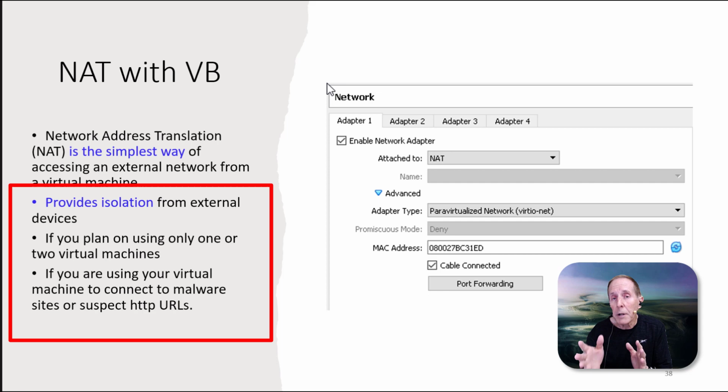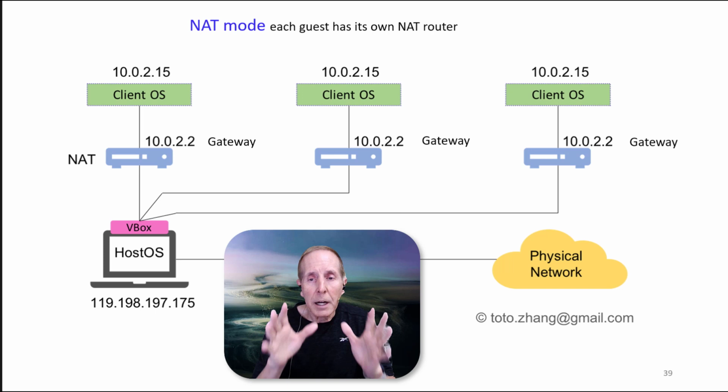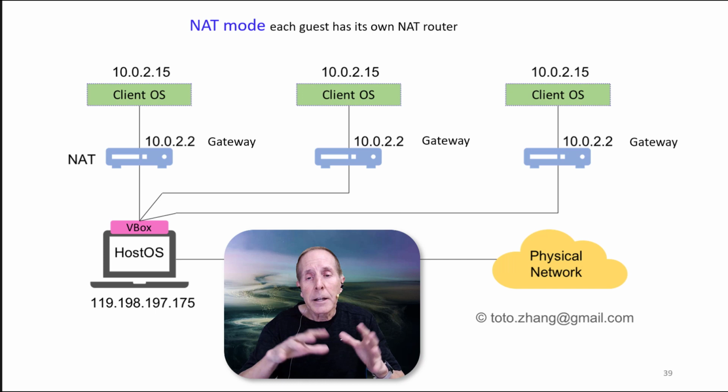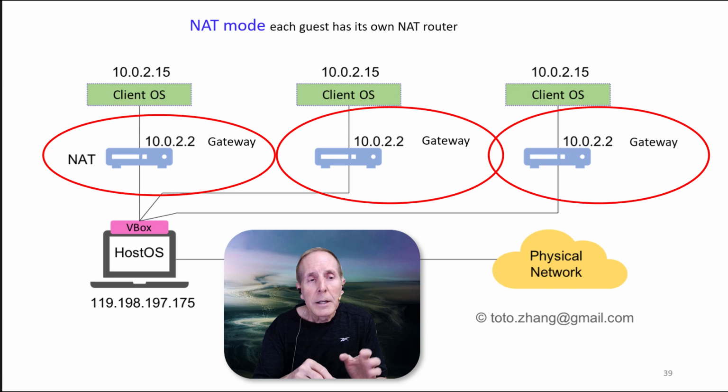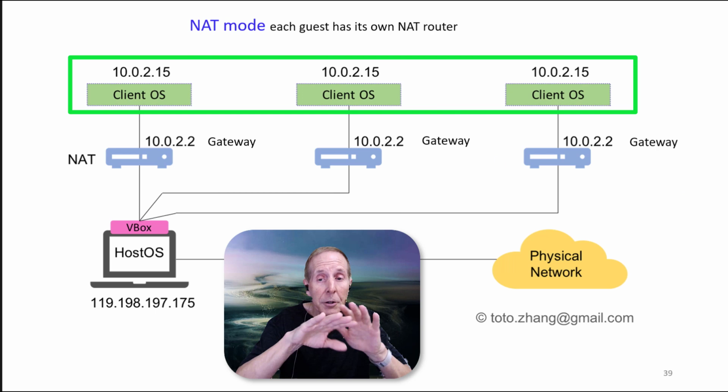Now, in this slide deck, I have some great diagrams. If you're new to networking or still struggling with learning networking, stop and take your time to download these slide decks, our notes, and study these network diagrams. They really do help you start to understand and grasp subnetting, network structures, and topologies. In this network mode, notice every single client gets its own NAT router. So they have their own gateway. Notice they all have the exact same IP address because they're completely isolated from each other. This is the default. You don't have to do it this way.